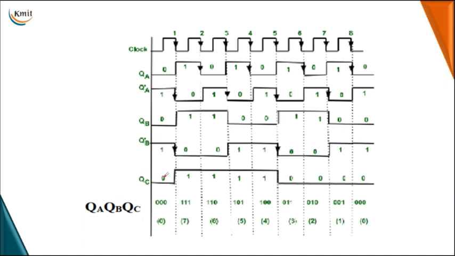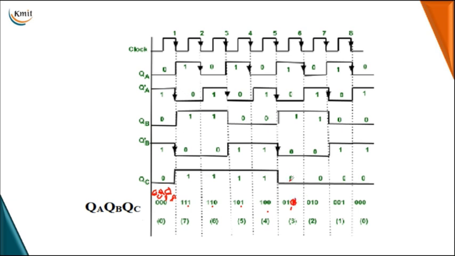Now if I count here from QC, QB, QA, where QA is the least significant bit and QC is the most significant bit, then QC, QB, QA is 000 initially. Whereas here QA is 1, QB is 1, and QC is 1. So the next state after 0 is 7. After 7 it is 6, after 6 we have 5, then 4, then 3.